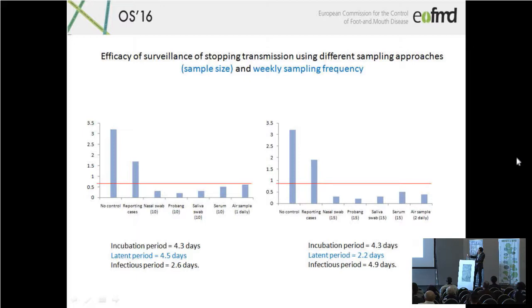This is a worst-case scenario. If the virus is transmitted faster, it complicates things. We have a shorter latent or incubation period, so it's transmitting faster. We still have room. We only have to deal with a higher number of samples.